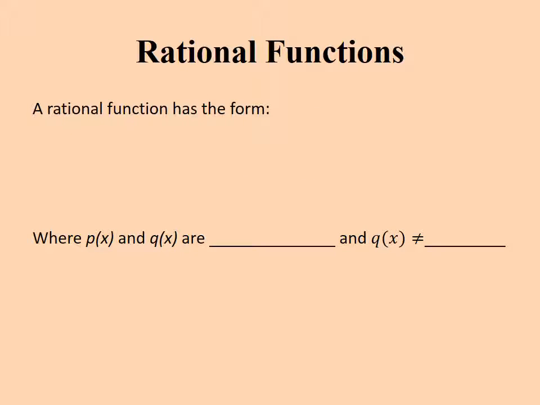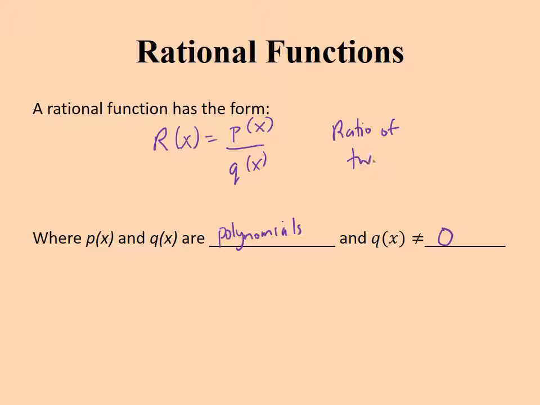A rational function has the form r of x equals p of x divided by q of x, where p of x and q of x are polynomials, and q of x does not equal 0. In fact, the definition of a rational function is a ratio of two polynomials.